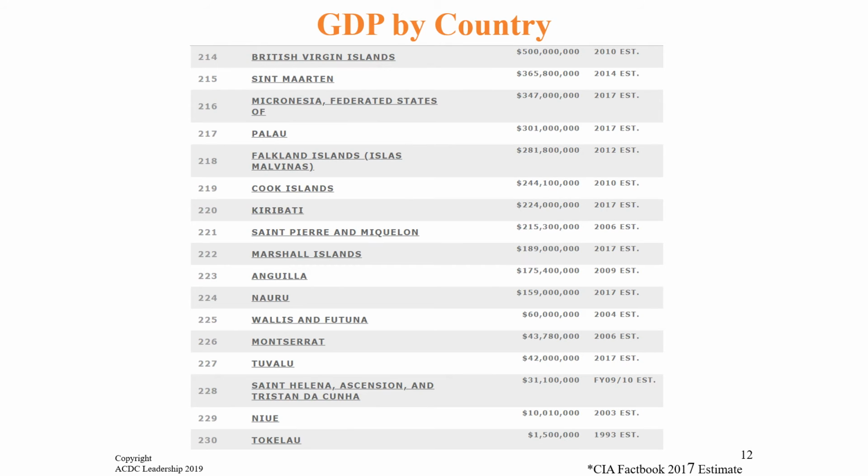And then here's more GDP. And some of these you probably never heard of. Tuvalu, Wallis and Futuna, Marshall Islands, I have heard of those. Anyway, interesting.